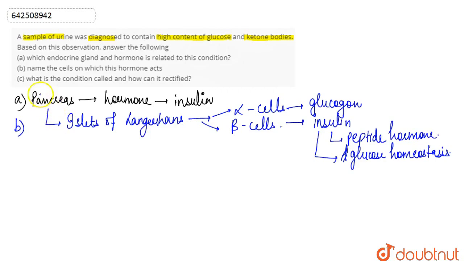Now the third part: the insulin hormone mainly acts on the hepatocytes, that is, the liver cells, and adipocytes, that is, the cells of the adipose tissue, and it enhances cellular glucose uptake and utilization.